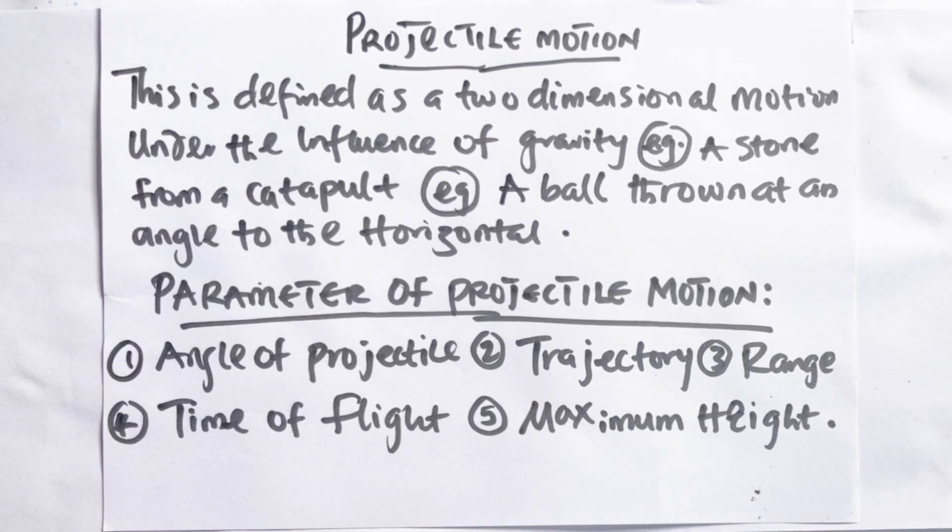We'll be looking at projectile motion today, and projectile motion is defined as a two-dimensional motion under the influence of gravity. We'll be looking at the parameters of projectile motion, which are the angle of projectile, trajectory, range, time of flight, maximum height.